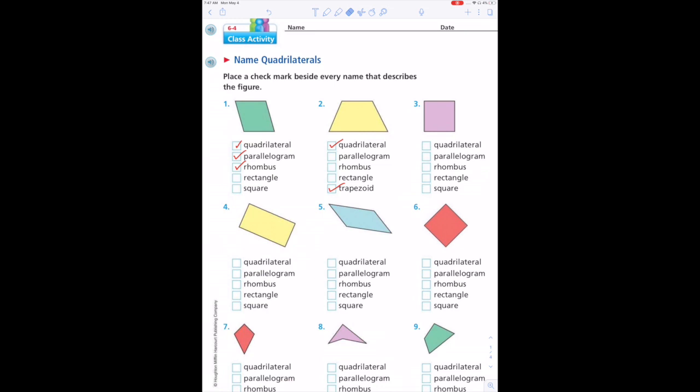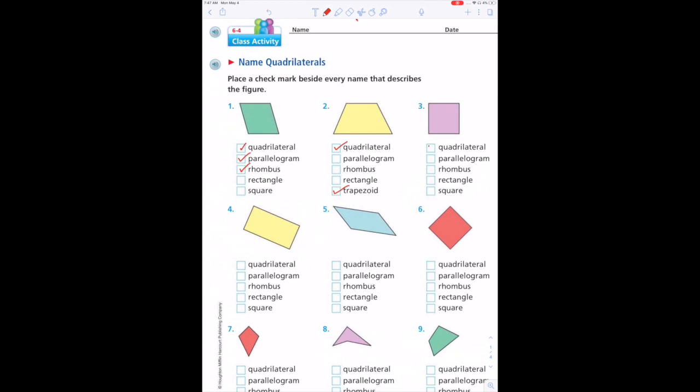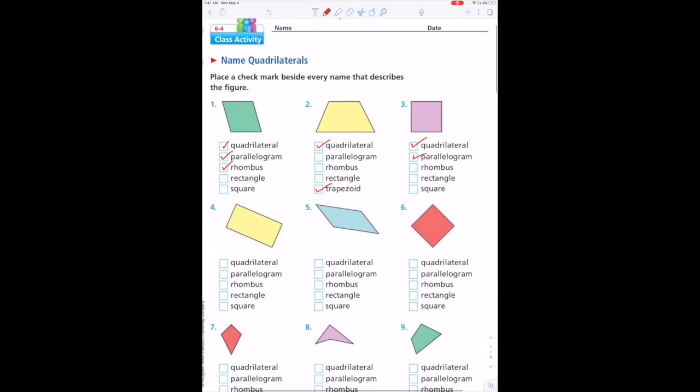So we have this quadrilateral, right? Because we have 4 sides and they connect. So quadrilateral, you bet. Parallelogram. Do we have 2 sets of parallel lines? Those are parallel, and these ones are parallel. So that gives us a parallelogram.